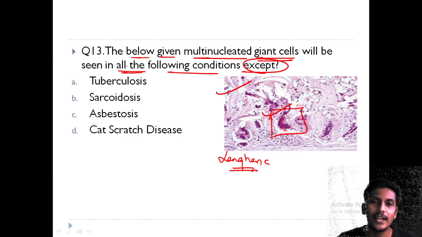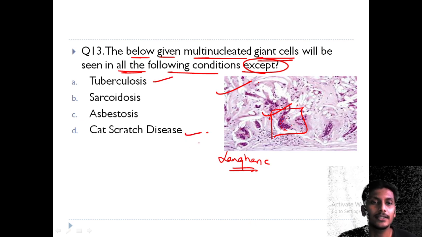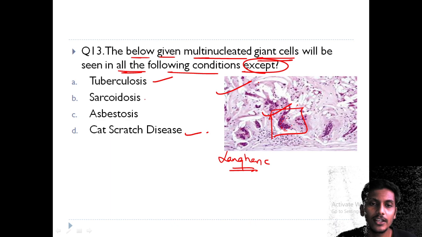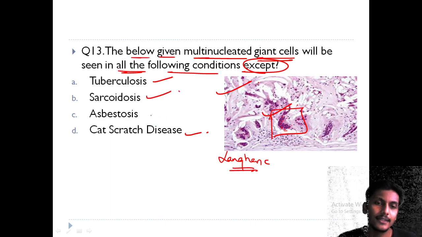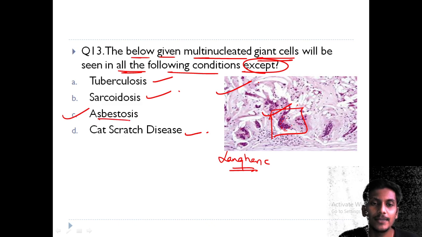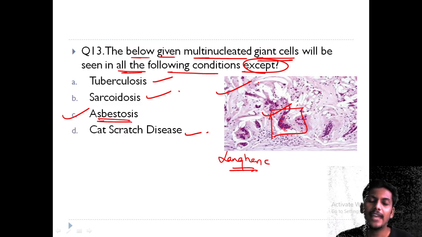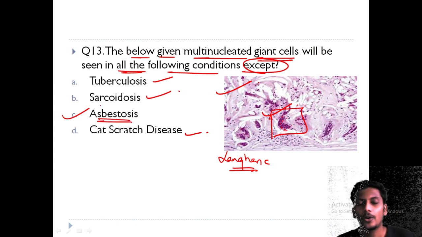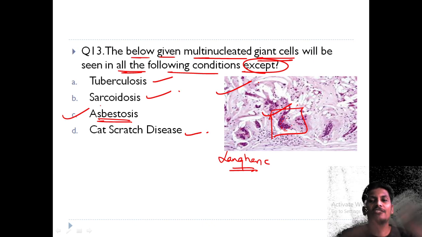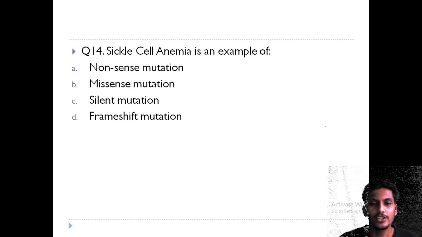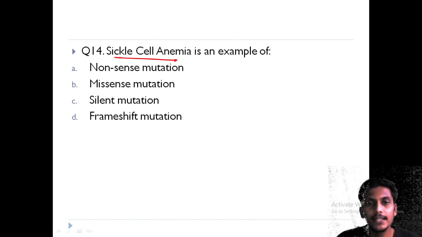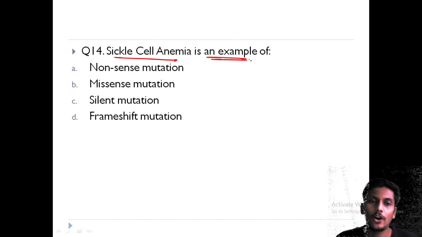And Langhans giant cell is usually seen in infective conditions like tuberculosis and cat scratch disease, and it is also seen in non-infective conditions like sarcoidosis. So the only condition in which Langhans giant cell would not be seen is option C, asbestosis, which is a foreign body reaction in which we can see foreign body giant cells with haphazard arrangement of the nucleus, right?